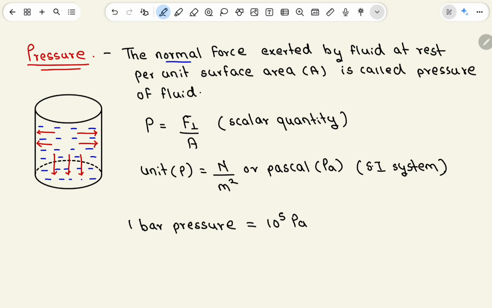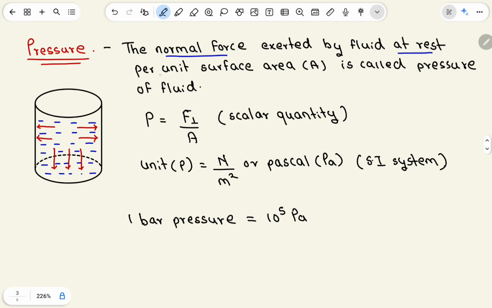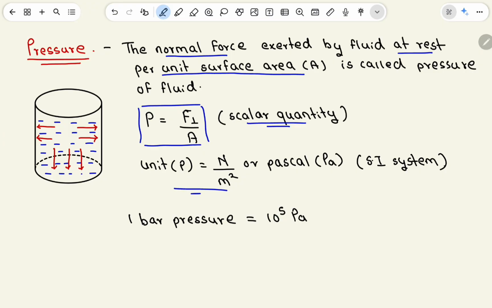It is defined as the normal force exerted by fluid at rest per unit surface area. So basically pressure is nothing but perpendicular force exerted by the fluid on a unit area. It is a scalar quantity. The unit of force is Newton and the unit of area is meter square. Therefore, the unit of pressure is Newton per meter square. And this Newton per meter square is also called Pascal. And the symbol for Pascal is capital P, small a, Pa. This is the SI unit of the system.